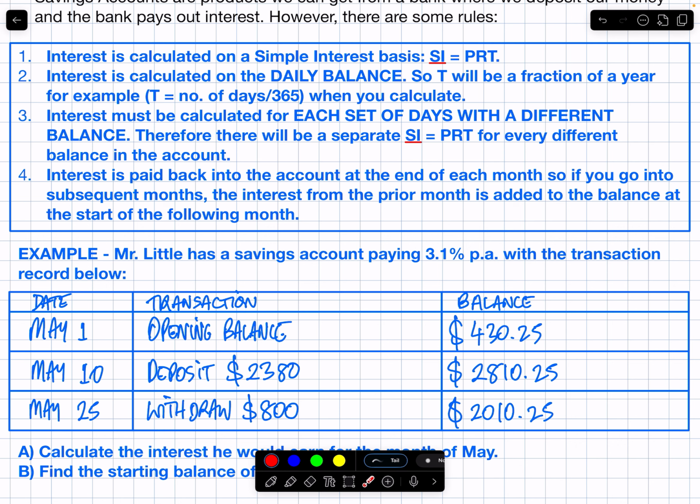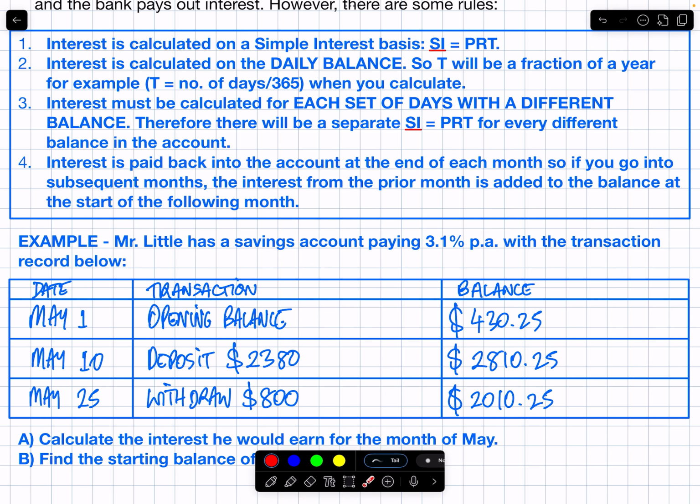Rule 3, interest must be calculated for each set of days with a different balance in the account. So what does that mean? It means that there's going to be a separate SI is equal to PRT for every different balance in the account each month. And interest is paid back into the account at the end of each month. So if you go into subsequent months, the interest from the prior month is added to the balance at the start of the next month coming.